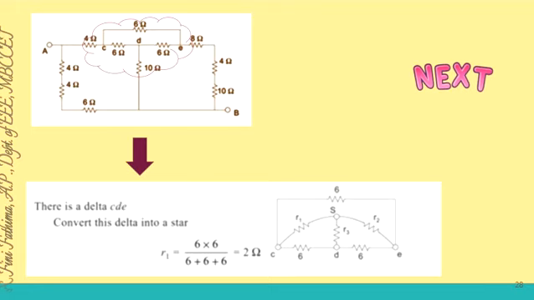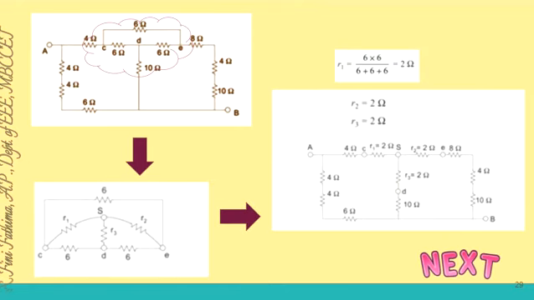See here, star connection. So how can we do it? In order to find out this R1, we have to multiply these two. So 6 into 6 divided by 6 plus 6 plus 6, that is 18. 6 into 6 is 36 by 18, that is 2 ohm. So R1 is 2 ohm. Similarly, R2 and R3 will also be 2 ohm because all the resistances are of equal value, 6 ohm. So I have found out R1, R2 and R3 values.